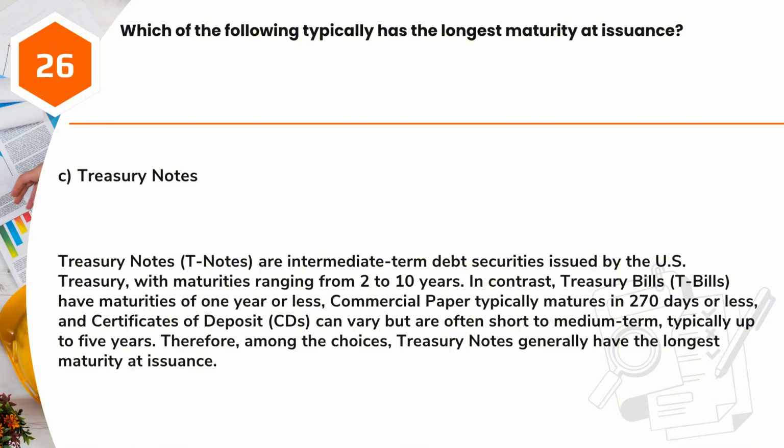Answer, C. Treasury notes. Treasury notes, T-notes, are intermediate-term debt securities issued by the U.S. Treasury, with maturities ranging from 2 to 10 years. In contrast, Treasury bills, T-bills, have maturities of 1 year or less. Commercial paper typically matures in 270 days or less, and certificates of deposit, CDs, can vary but are often short to medium term, typically up to 5 years. Therefore, among the choices, Treasury notes generally have the longest maturity at issuance.